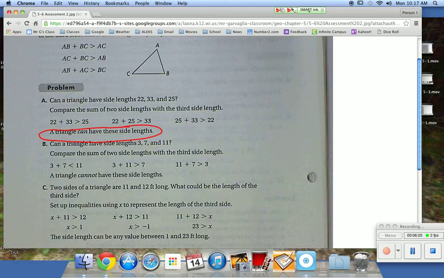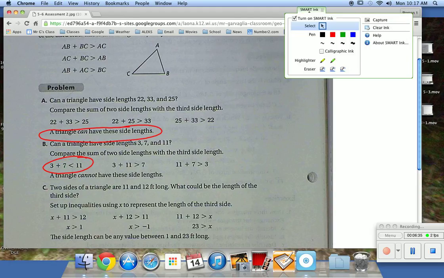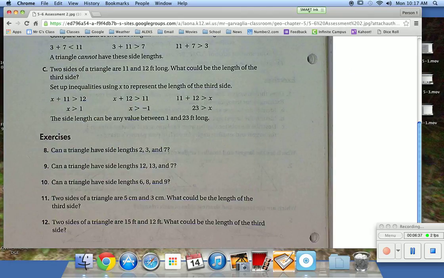Here's an example, 3, 7, 11. Is 3 plus 7 greater than 11? No, it's less than. This right here eliminates those lengths from being a triangle. All right. You guys should be able to figure out 8, 9, 10, 11, and 12.